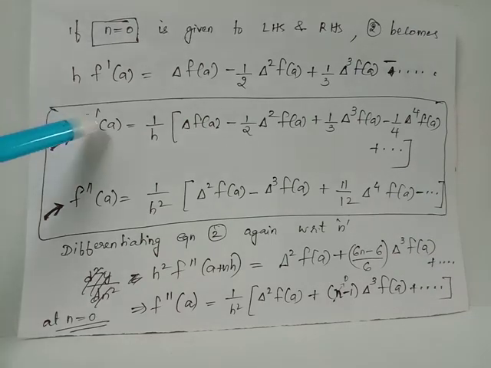These two equations can be used when we are asked to find first order and second order derivatives of Newton's interpolation formula at the particular point n equals 0, as a special case. If in questions n is not equal to 0, then we will have to depend on equation 2 and this equation to find f'(a + nh) and f''(a + nh).